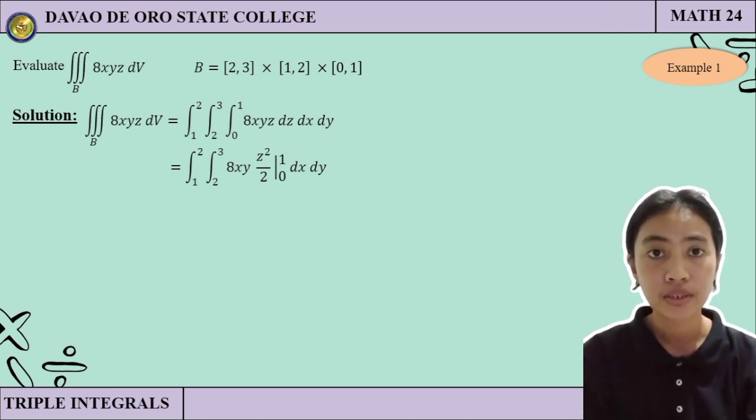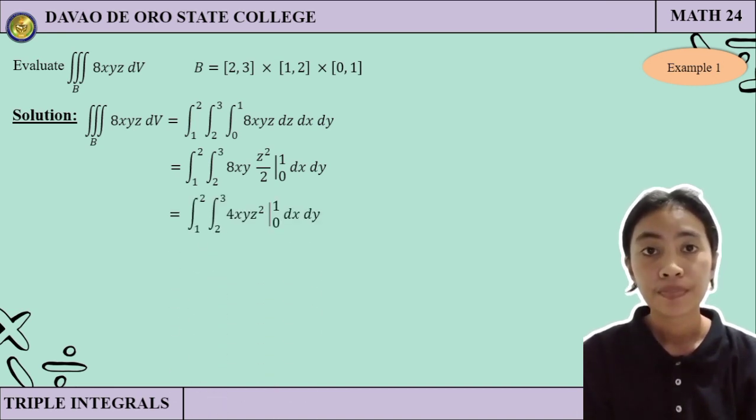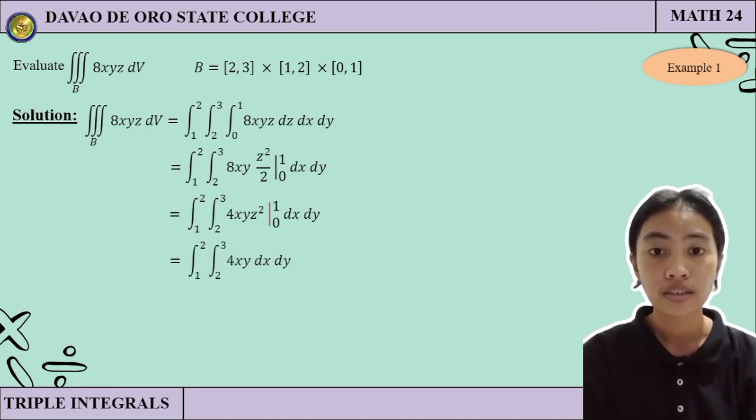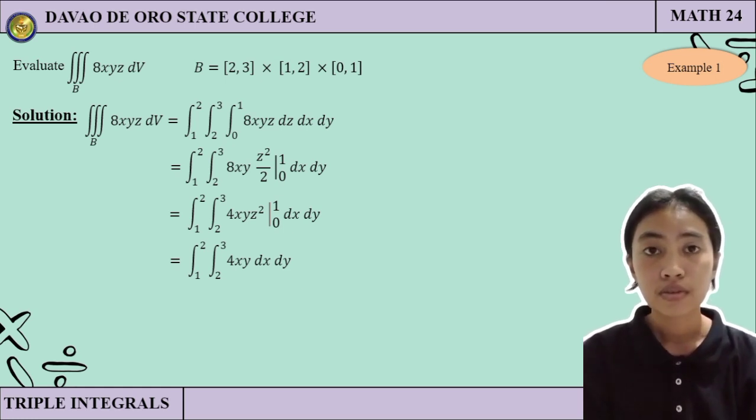So we can simplify this one by dividing 8 by 2 and our expression will become the integral from 1 to 2 and the integral from 2 to 3 of 4xy z squared evaluated from 0 to 1 dx dy. Upon substituting z with the bounds, the upper bound minus the lower bound, this will result to 4xy. And then our new expression will become the integral from 1 to 2 and the integral from 2 to 3, 4xy dx dy.